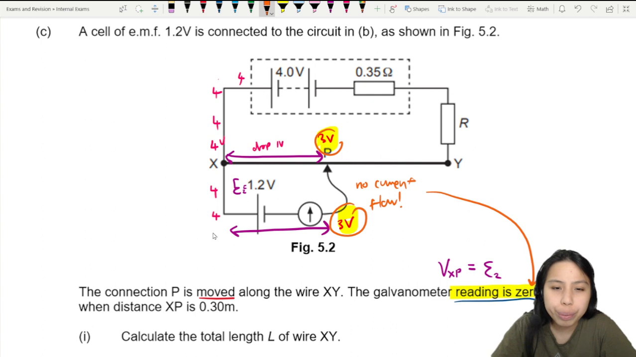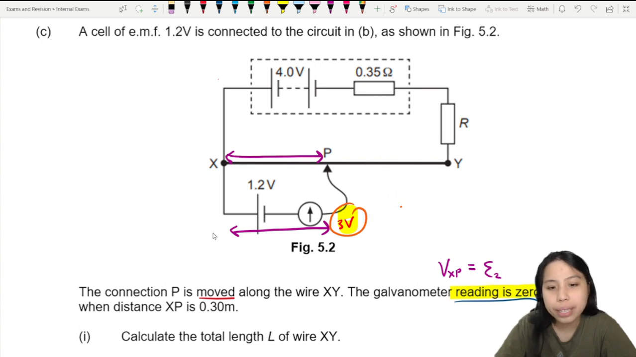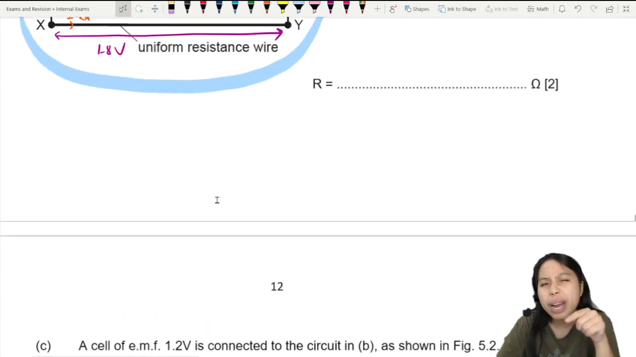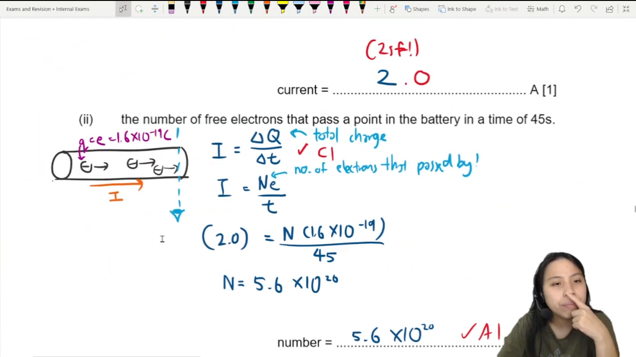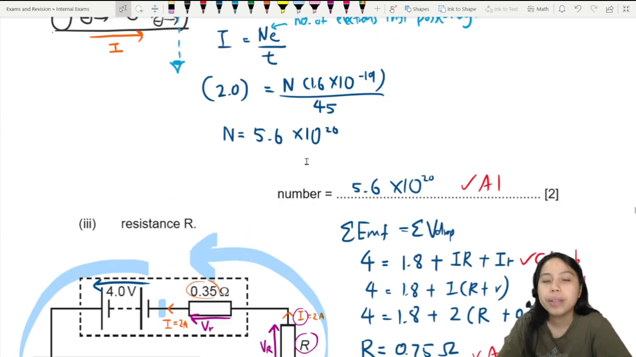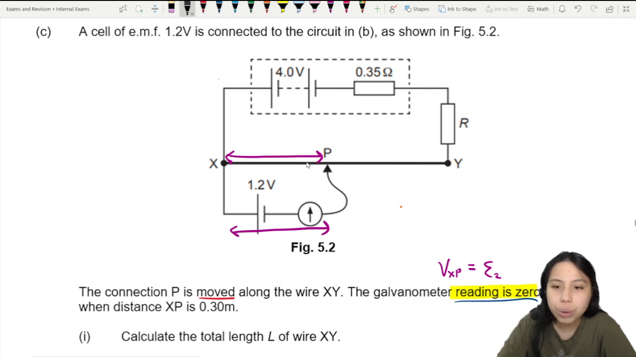Now that we know how the galvanometer works, let's clean up the circuit and solve the question a little bit here. Now, this is the same wire XY. So we're going to rewind a little bit. Ah, this one. What was it again? So this is 0.9 ohms, 1.8 volt drop. So let's write 0.9 ohms for the whole wire. And we know that one side will have a potential drop of 1.2 volts.